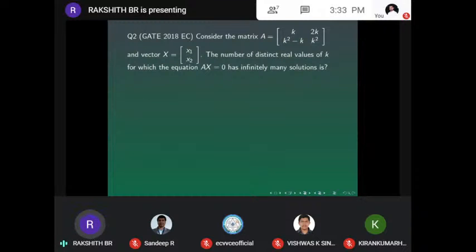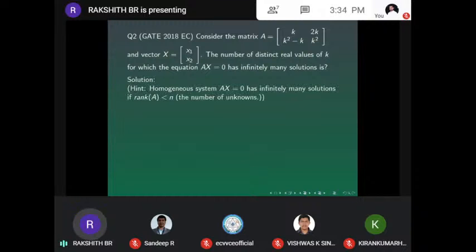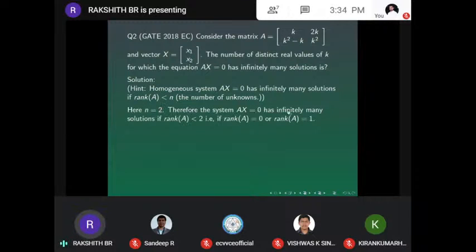So if it has to possess infinitely many solutions, then the rank of A must be strictly less than 2. Therefore, you need to look for the cases when the rank of A is 0 and when the rank of A is 1. The homogeneous system has infinitely many solutions if the rank of A is strictly less than N, the number of unknowns. Here N is 2 because the number of unknowns is 2. So the system has infinitely many solutions if the rank of A is less than 2. Therefore, the rank of A can be either 0 or 1.